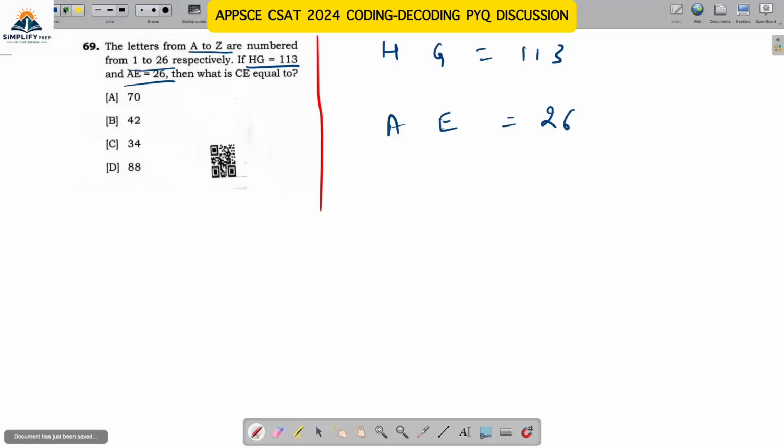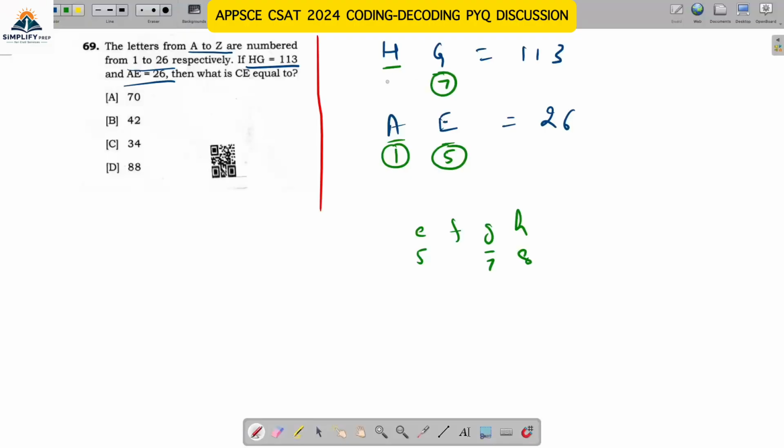So first of all, try to see the position. What is the position of these letters? A is the first, E is the fifth. So what is the position of H? E is the fifth. E F G H, right? So G will be seventh and H will be the eighth.